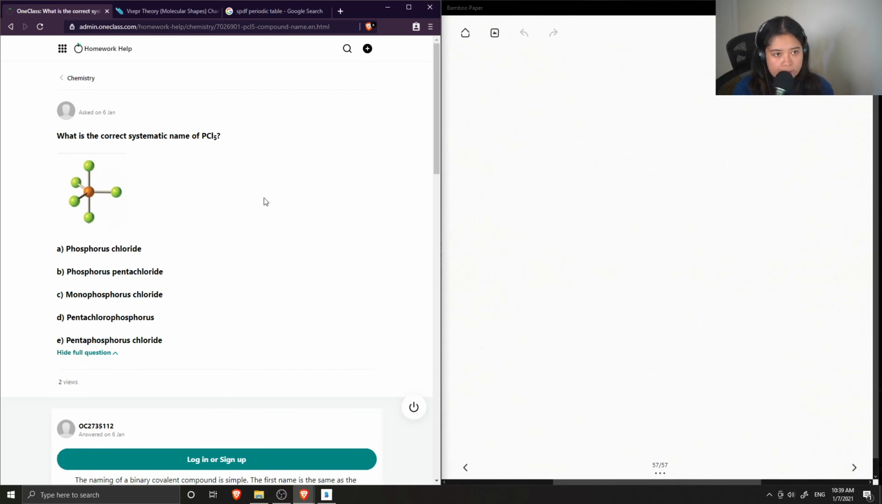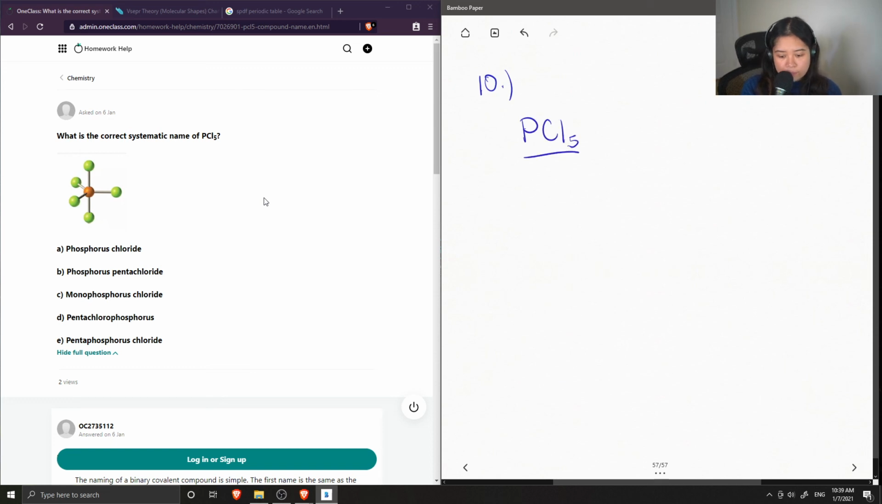Okay, so now is question number 10. What is the correct systematic name of PCl5? Okay, so first let's analyze the name. We have phosphorus and chlorine, which are 2 nonmetals. So we know that the type of compound we have is a binary covalent compound.